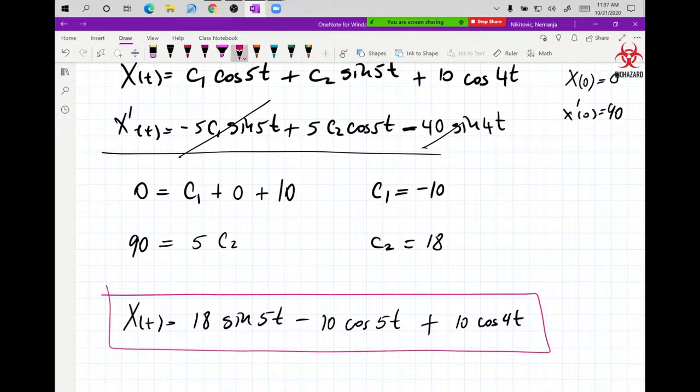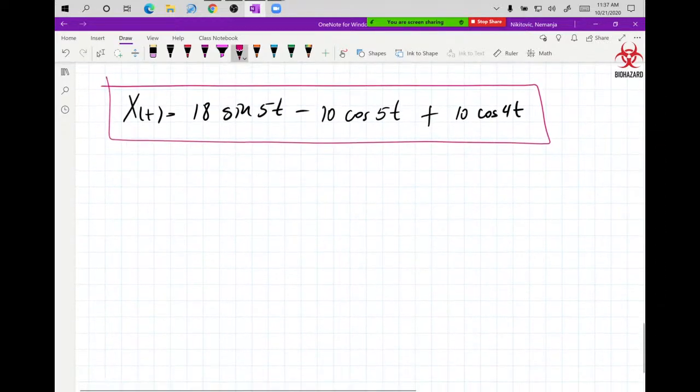So let's see. I'm looking for another example. There we go. Problem number 8, I guess. It's a new batch of problems.